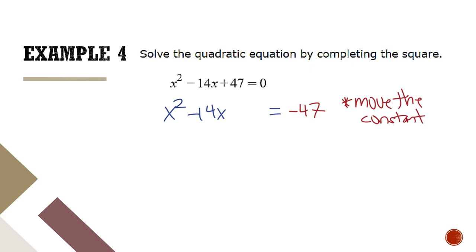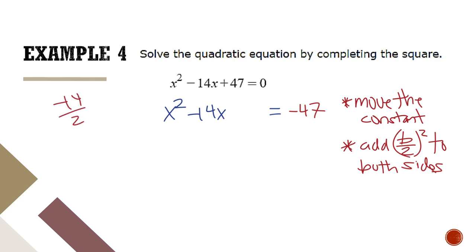So now that we do that, we're going to add b divided by 2 squared to both sides. Now b divided by 2, so remember negative 14 divided by 2, and then square it, which ends up being 49. So we're going to be adding 49 to both sides.